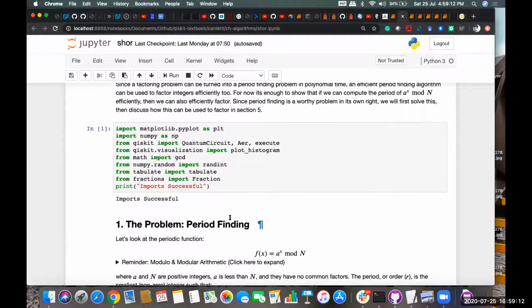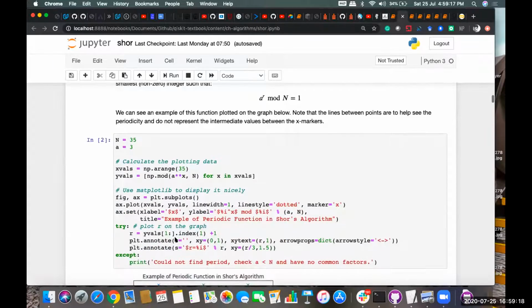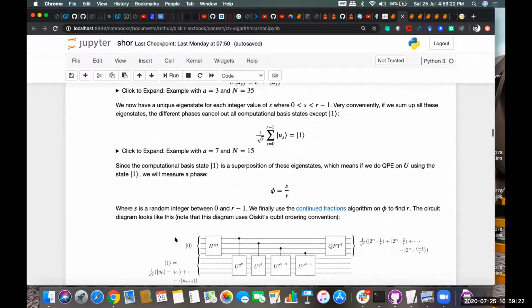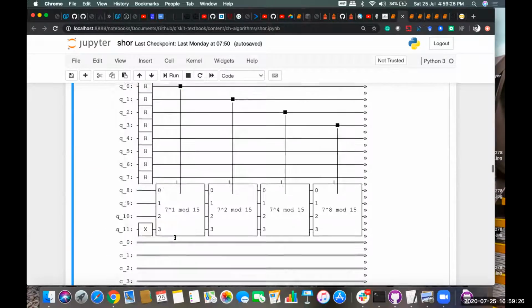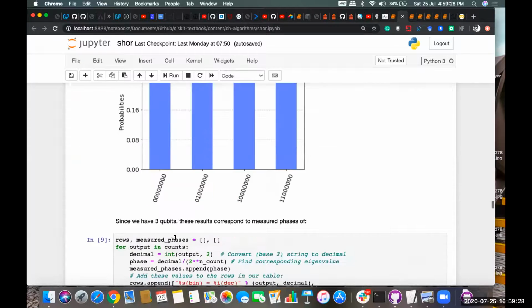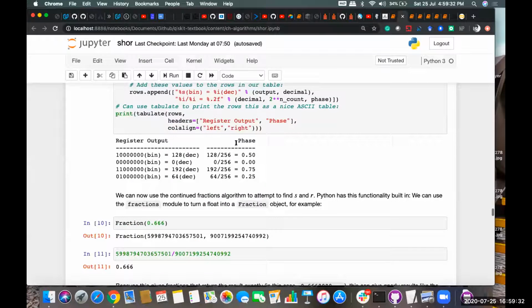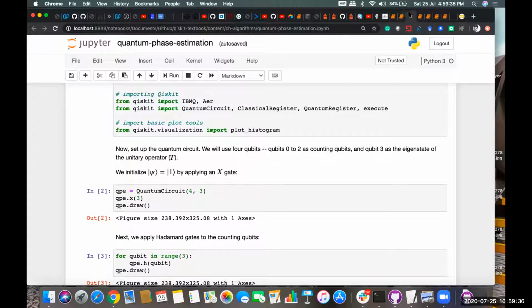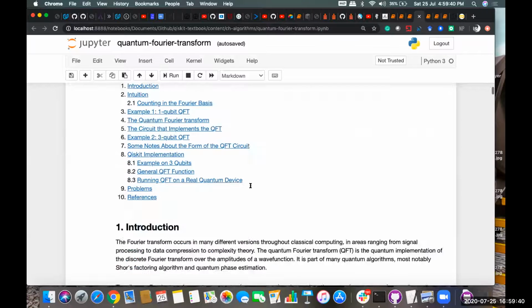So as for this session, we have clearly specified the agenda. We will be following the Qiskit textbook here, and we will be covering period finding, what the solution for that is, calculating the factors, then the Qiskit implementation of Shor's algorithm. While seeing the Qiskit implementation, we will also cover Qiskit phase estimation and quantum Fourier transformation in brief.